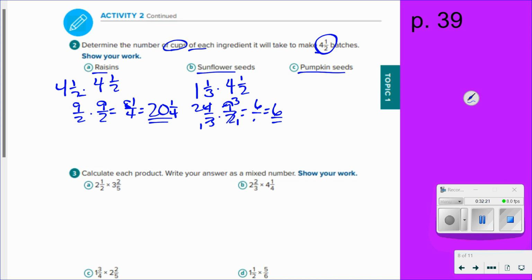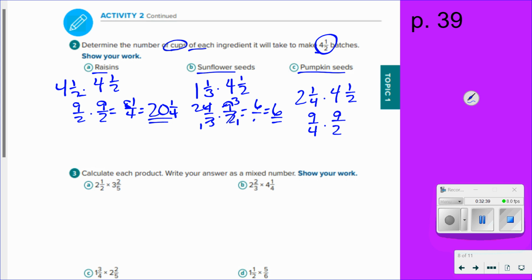Pumpkin seeds, what did I start with? Two and a fourth. So 2 1/4 times 4.5. Slam dunk gives me 9/4 times 9 halves.